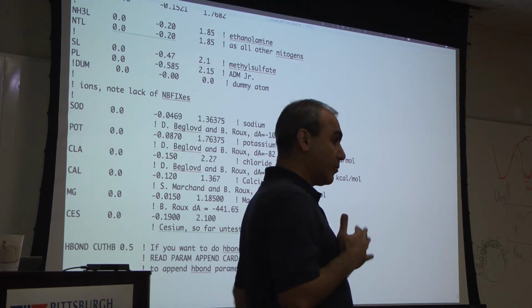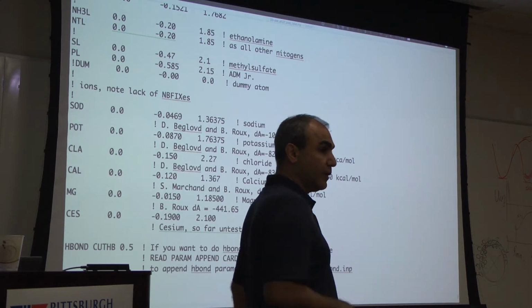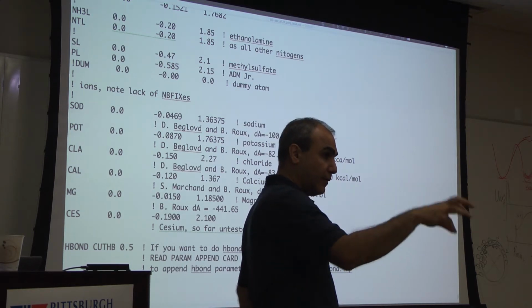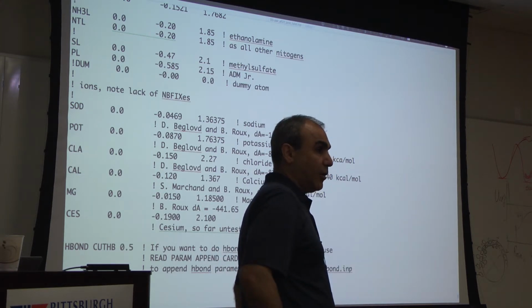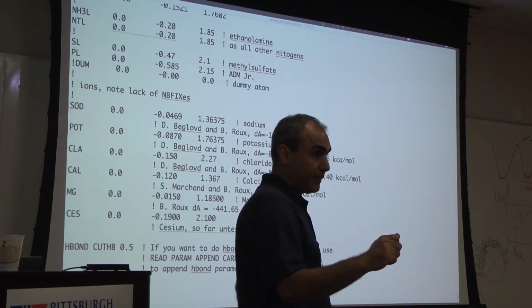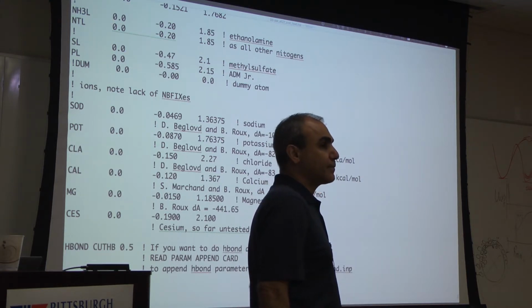For aspartate and glutamate, you can use the patches. We know which one should be protonated. You can specify which site or sites should be protonated. That can be done using the patch command when you apply these patches at the end. Yes?